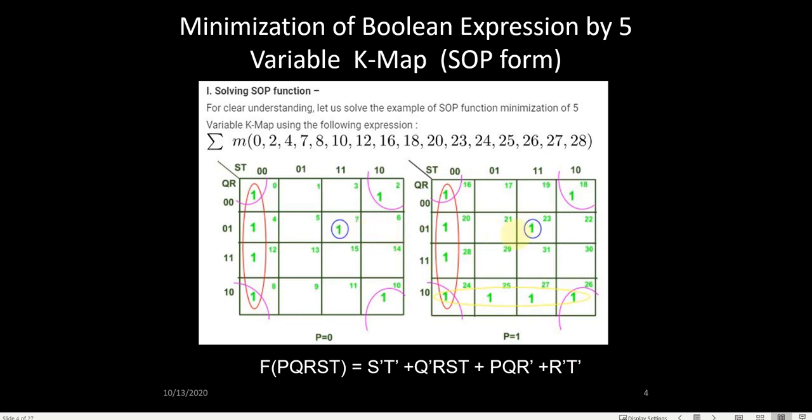Okay, and if you see these two ones, again these are common to both the things, so there also we don't take into consideration because it is independent of P, so that we get Q dash RST, right? And the final one, this yellow which is put here, this is not available here, it is only available for P equal to 1, whereas this expression for this is QR dash, so we put a P there.